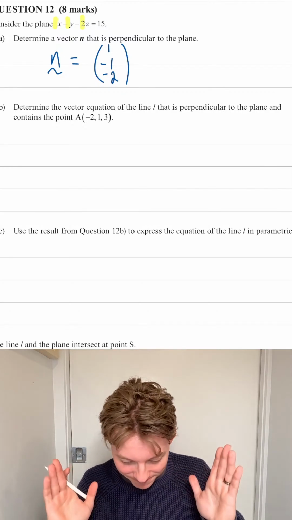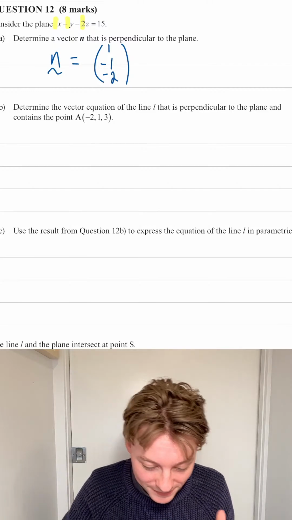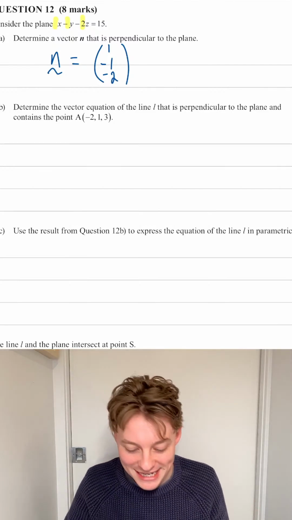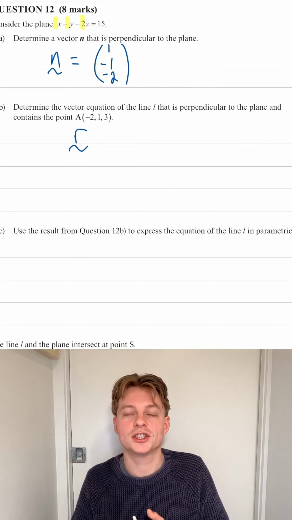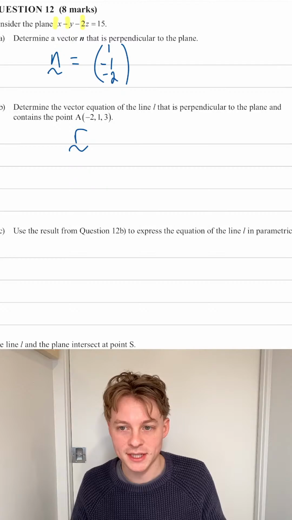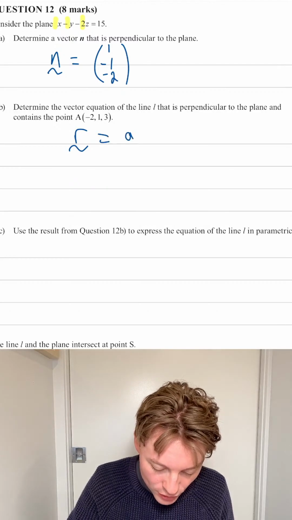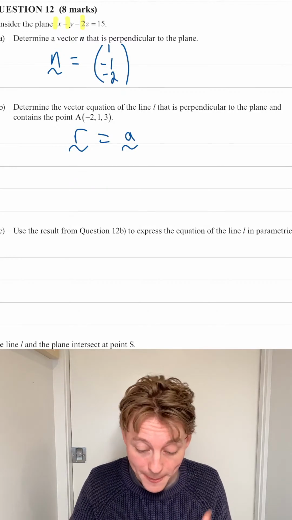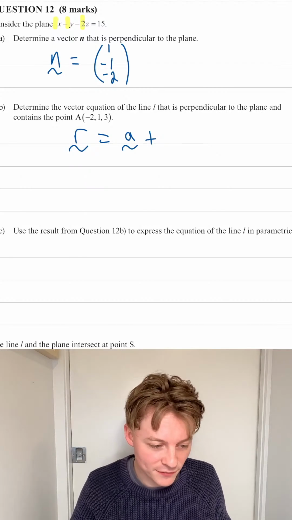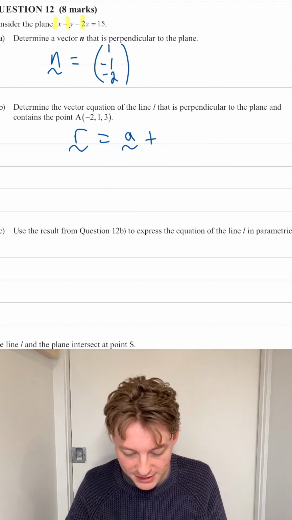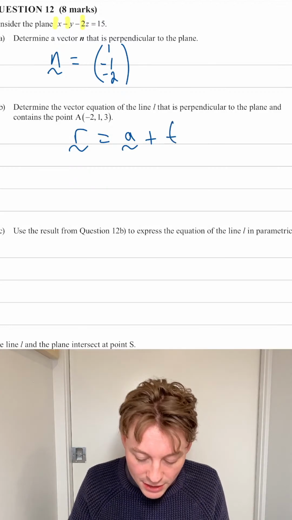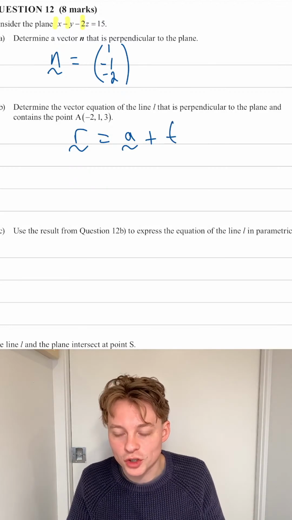Okay, so vector equation of a line. Vector equation of a line is simply just r. That is, r is essentially my set of points that form on the line. That is equal to a, any point on the line, plus t, which is kind of like your x coordinate for your straight line, and d.